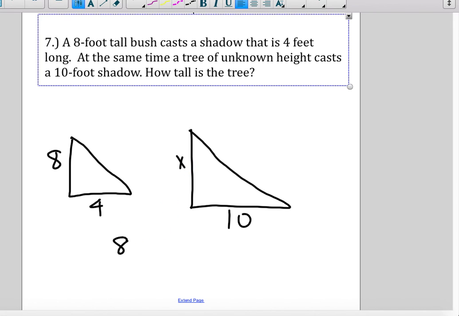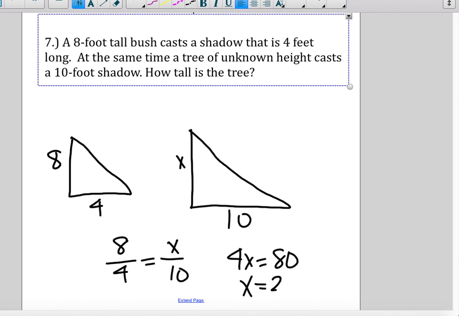And then we would very quickly be ready to set up our ratios here, 8 over 4, x over 10. Set cross products equal to each other. And divide by 4. And we could see that the tree would be 20 feet tall. That concludes your examples, and now you can complete the worksheets for practice.